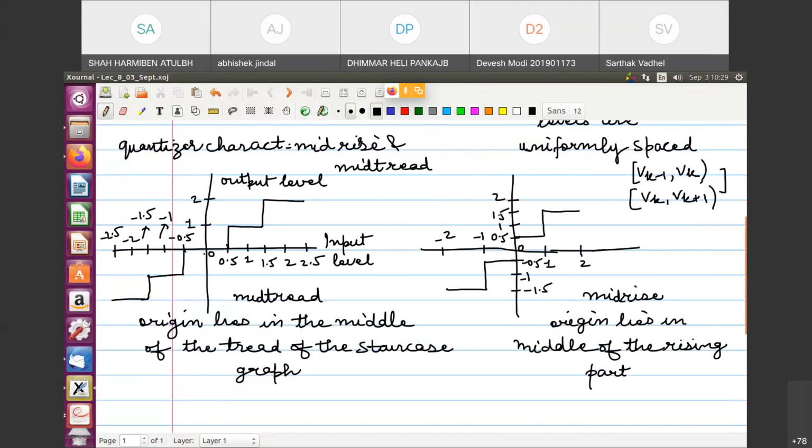So you will see here that if there is an input which lies between minus 0.5 to 0.5, you will put the level as 0. Okay, you will assign 0. If it lies from 0.5 to 1.5, you will put a level 1. If it lies from 1.5 to 2.5, you will put a level as 2. So 0 lies in the midpoint. Here, if it lies from 0 to 1, it will be put as 0.5. If any input value lies between 1 to 2, you will put 1.5. So those are the two types.